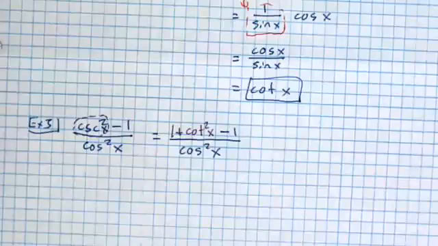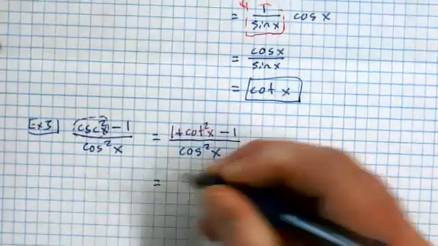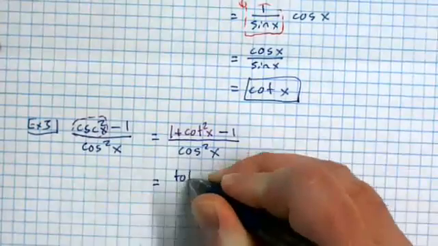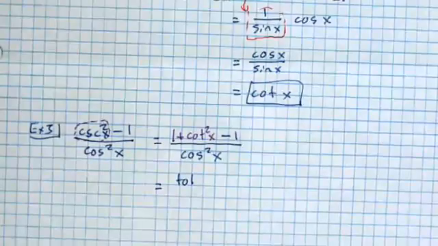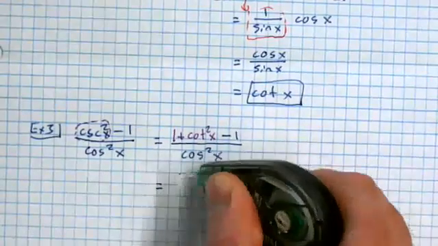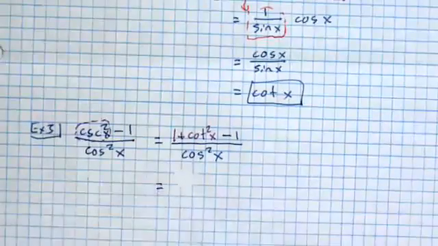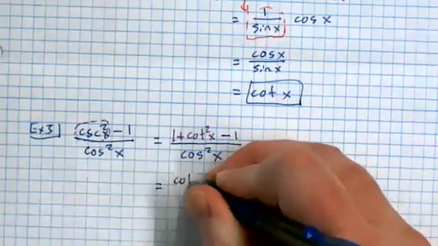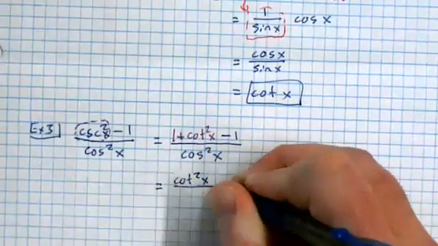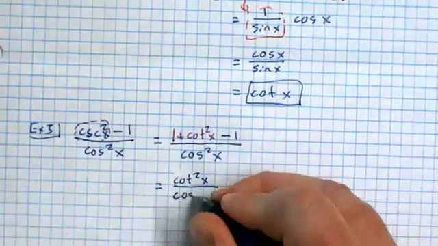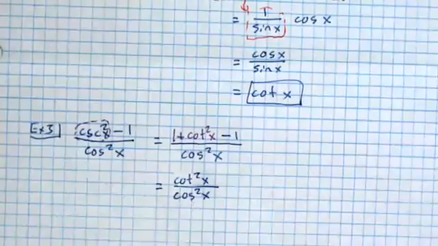So I'm replacing something with something that it's equal to on my identity sheet. And then in my second step, I'm going to lose those 1s. So that's, oh my goodness, cotangent. I invented a new trig function. That's cotangent x squared over cosine squared x.